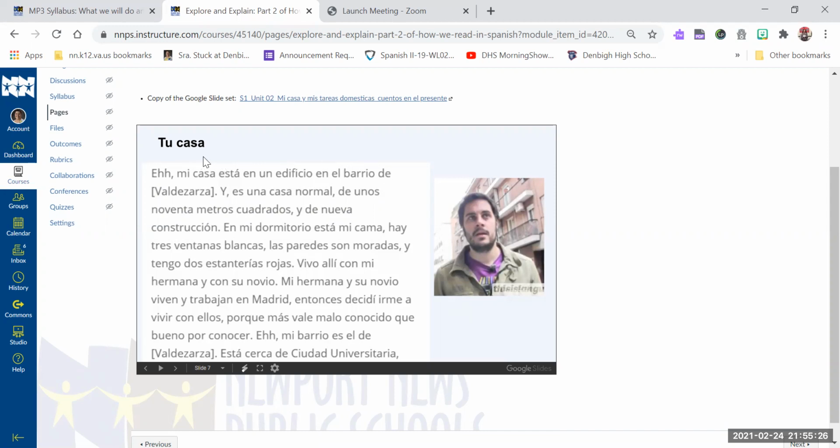Tu casa. Well, hey, you know that. We're in Spanish 1. We're in Unit 2. We know tu casa, your house. Okay. So pictures, headlines. Now we're going to look for cognates. Miss Stuck, what's a cognate? I'm stressed. A cognate is a word in Spanish that looks and sounds like a word in English and means the same. So let's just go really fast.